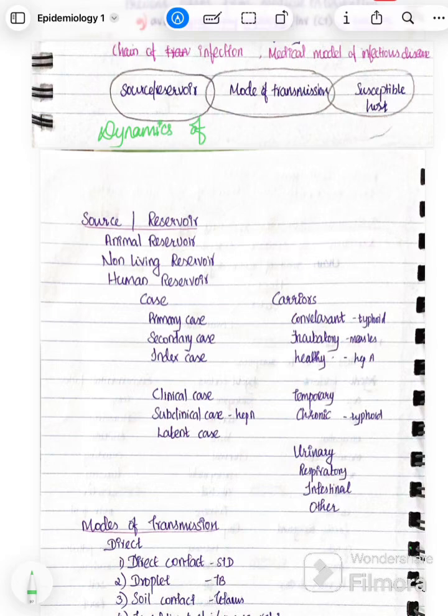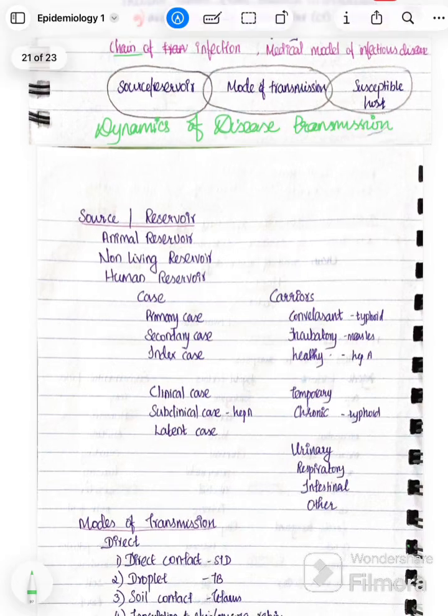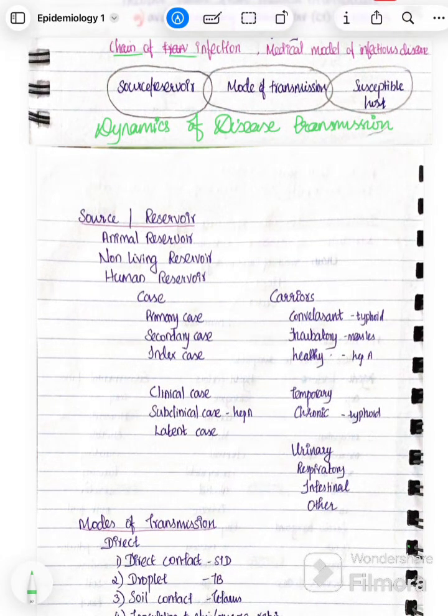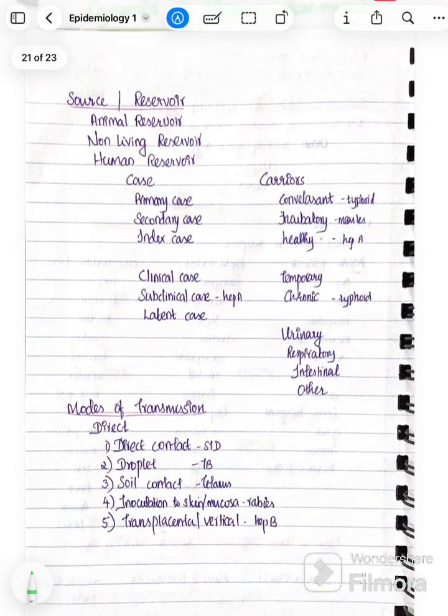Dynamics of disease transmission. Another name for this is the chain of infection or the medical model of infectious disease. There are three links in the chain: source or reservoir, mode of transmission, and susceptible host. The infection is transmitted from the source or the reservoir to the susceptible host through multiple modes of transmission. We'll study one by one.